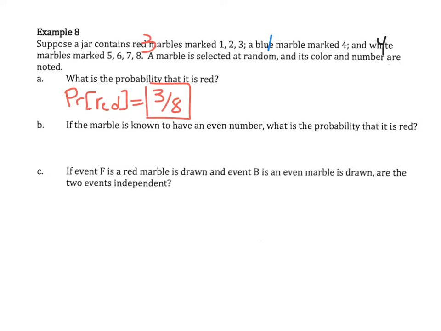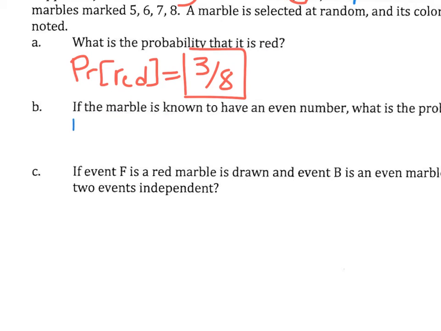Okay, part B. If the marble is known to have an even number, what is the probability that it is red? Okay, this is conditional because we can only pick out of our red marbles even numbers. So 2 is the only one we can figure out there. So the question is asking what the probability that it's red, given that we have an even value.